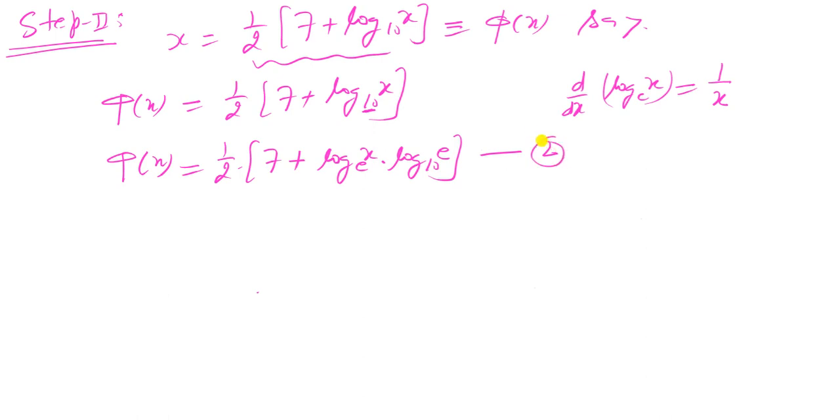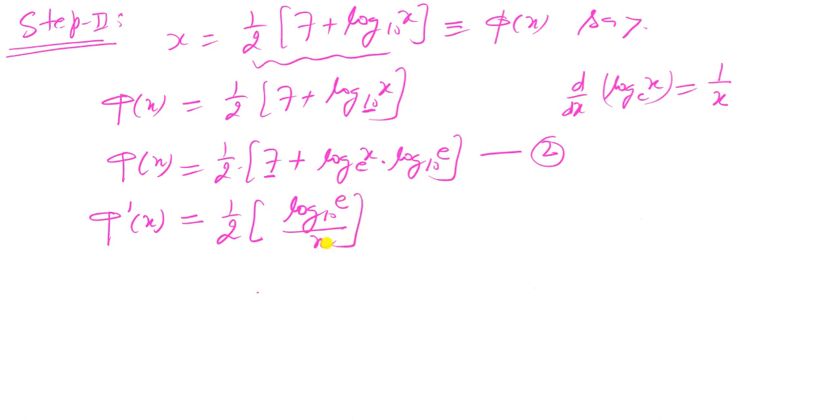Now differentiating equation 2 both sides with respect to x, we obtain phi dash x, and phi dash x is equal to 1 upon 2 times the derivative of 7, that is a constant term, with respect to x, which is 0. The derivative of log x at base e with respect to x is 1 by x. So this is log e at base 10 upon x, and this is phi dash x.